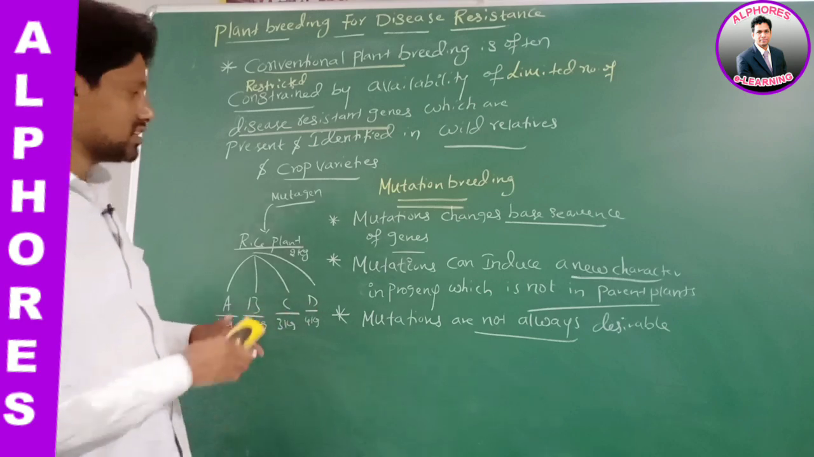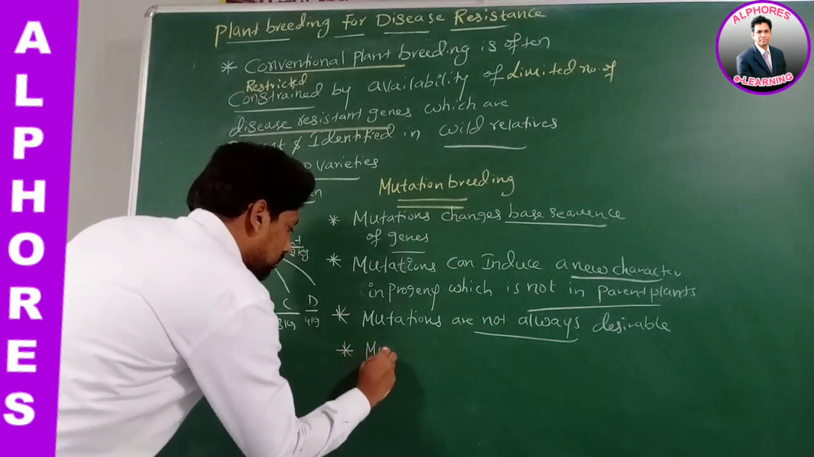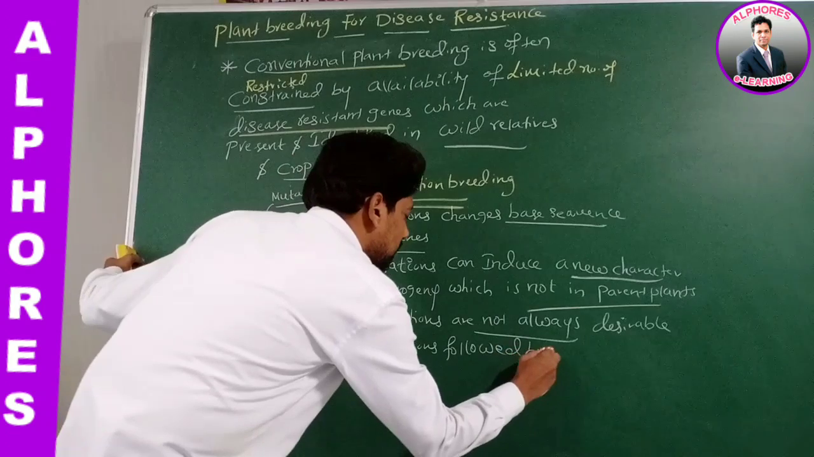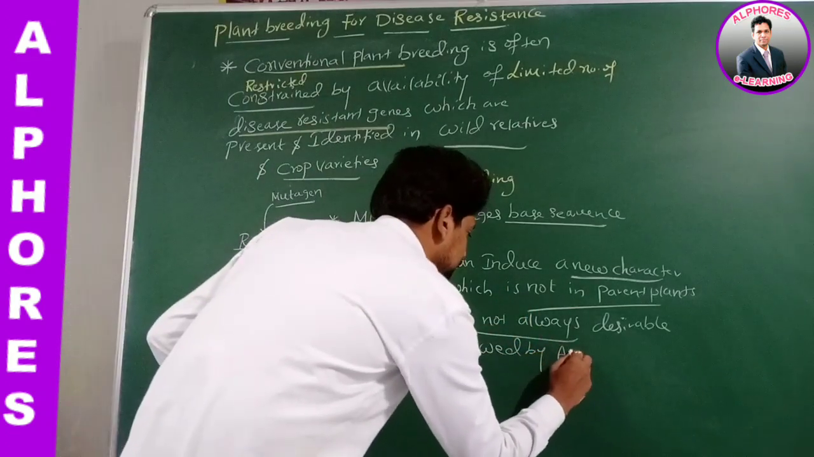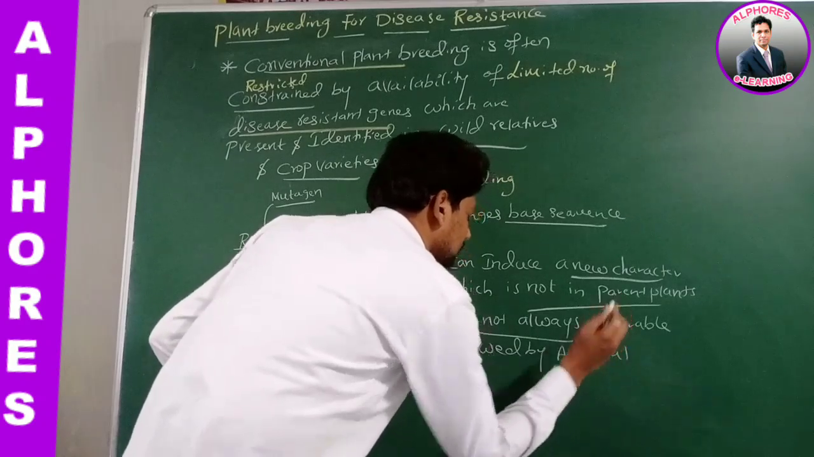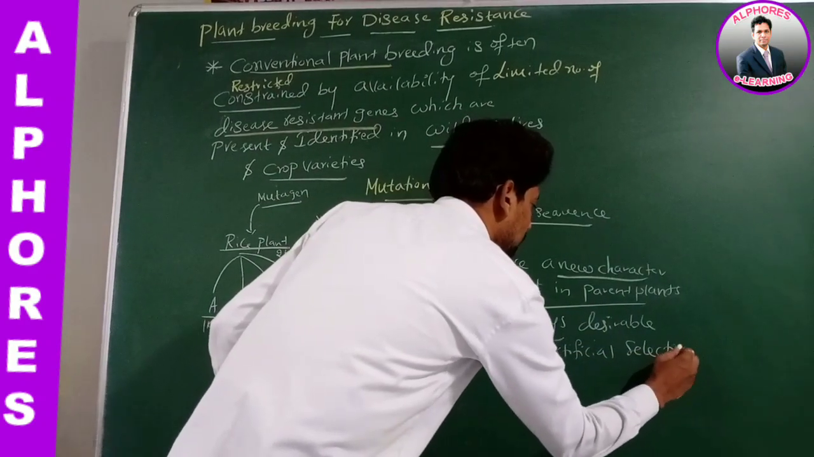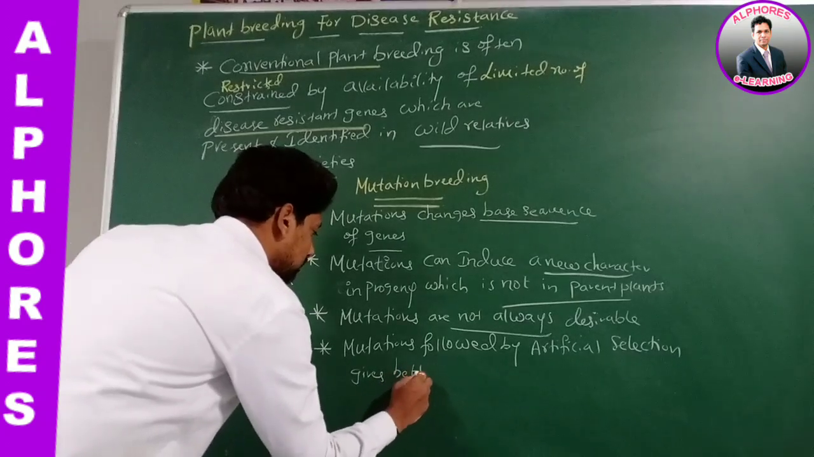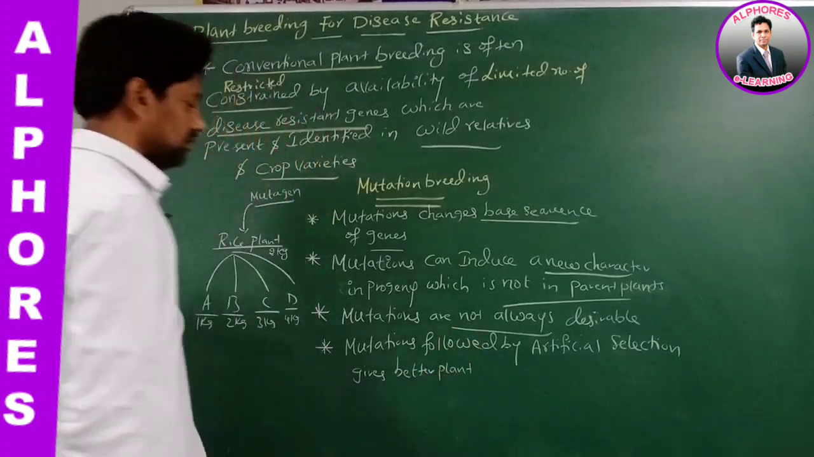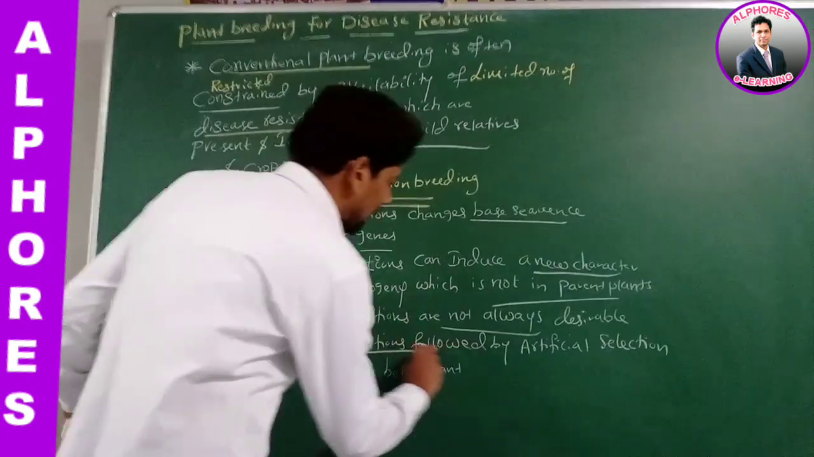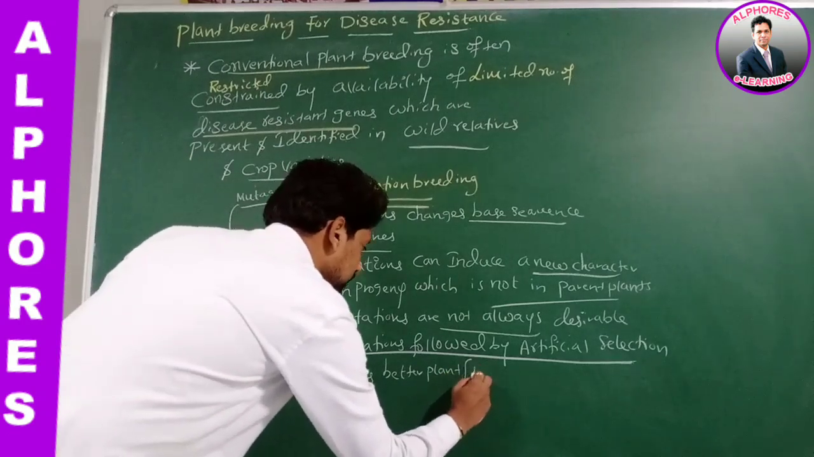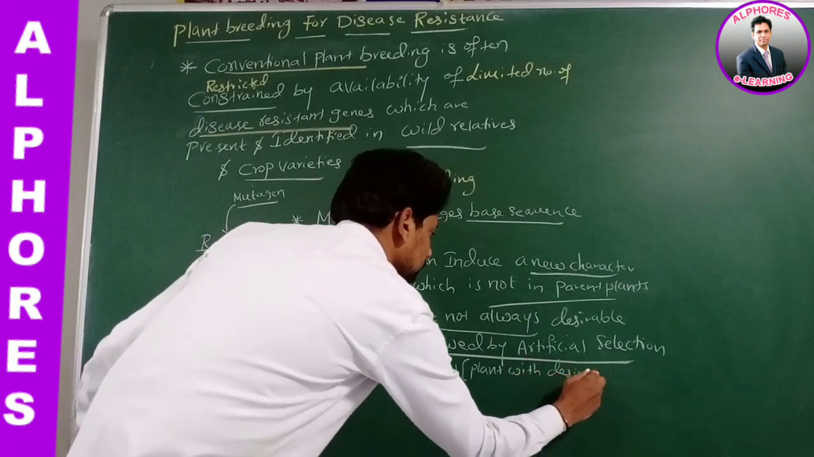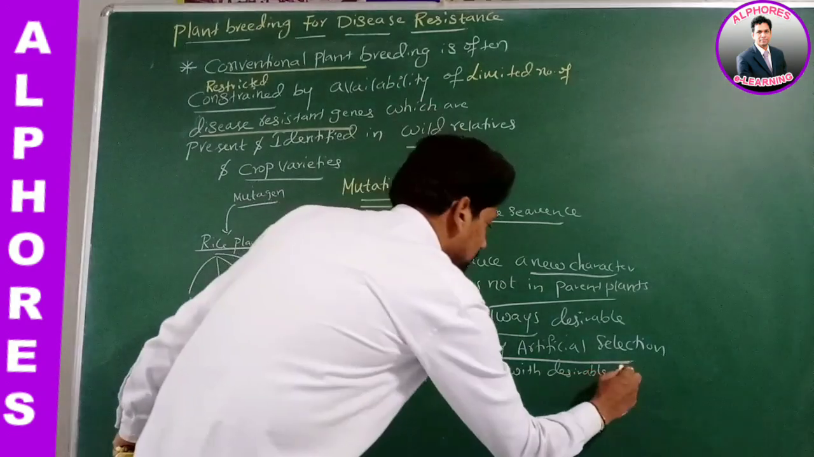Is this statement okay? Therefore, mutations followed by what, sir? Artificial selection. Mutations followed by artificial selection give a better plant. Or, mutations followed by artificial selection give a plant with desirable characters. Plant with which characters? Desirable characters.